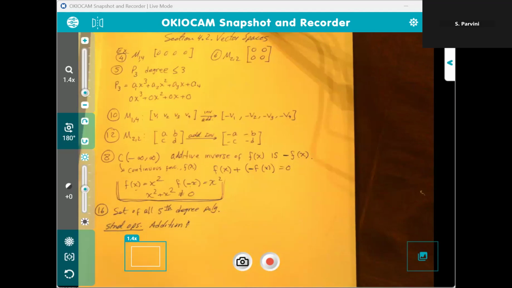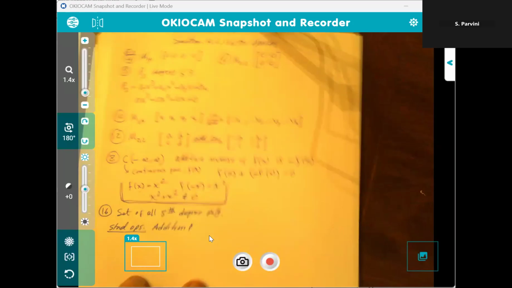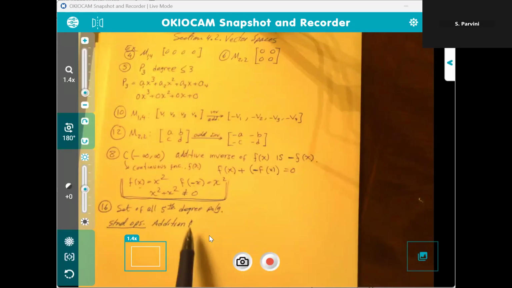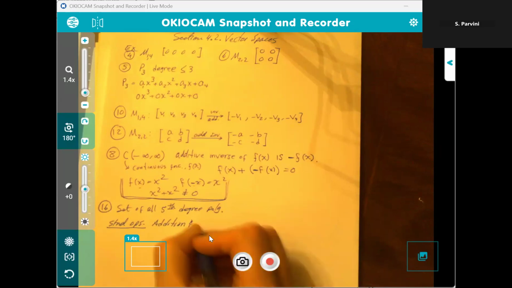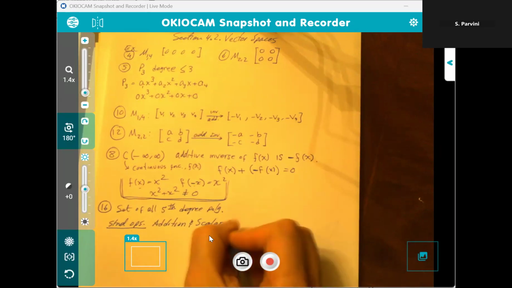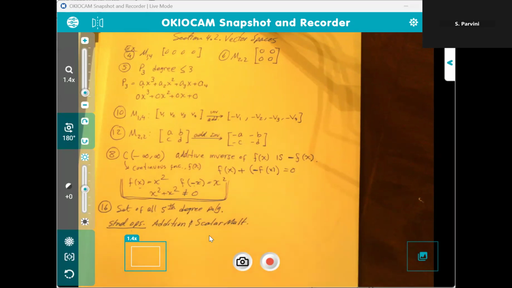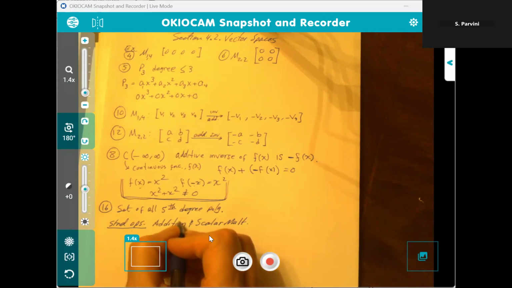Sorry, let me switch to my notepad. And there you go. So the set of all fifth degree polynomials with standard operation additions and scalar multiplication. All right. So what do you think? Is this set going to form a vector space? If not, what is wrong with it? Fifth degree polynomials. Is it closed under addition?